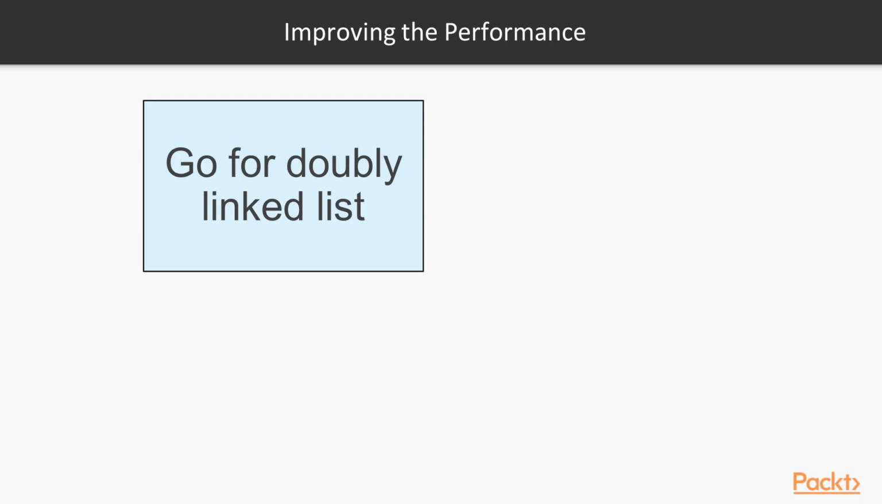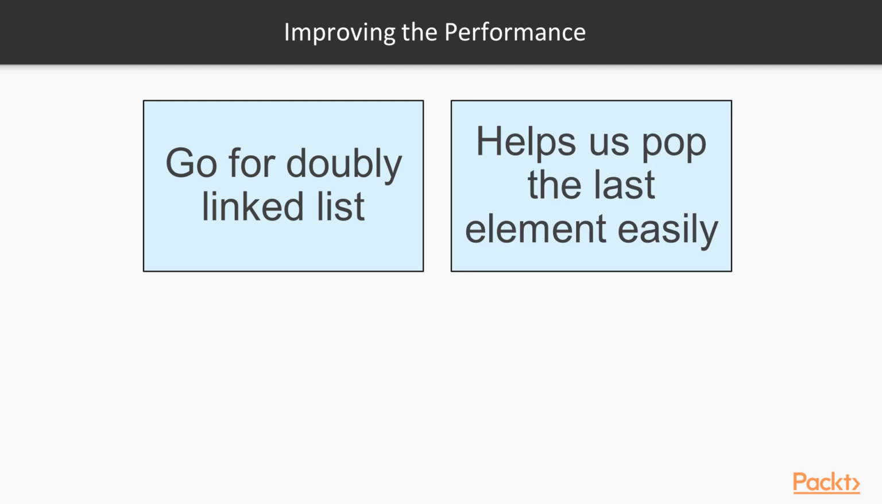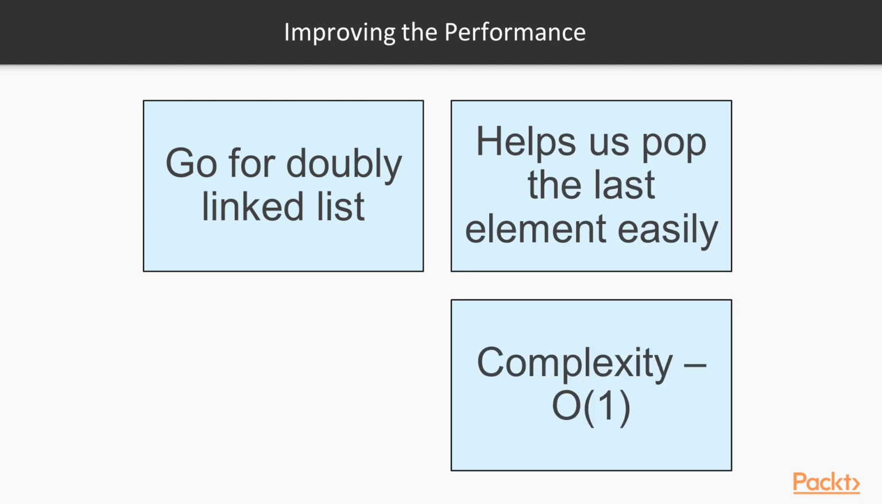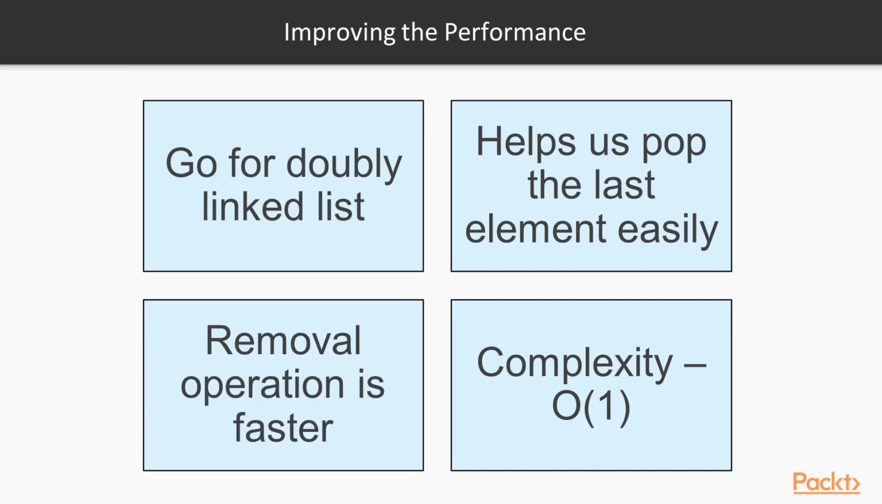To improve the performance of the pop operation, we could instead go for a doubly linked list. This would help us pop the last element easily, thereby making it a big O of 1 operation. In this case, note the space trade-off: we get a faster removal operation. Every node needs to maintain a pointer to the previous node.